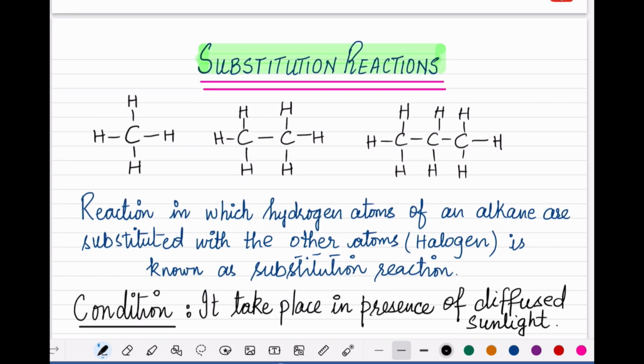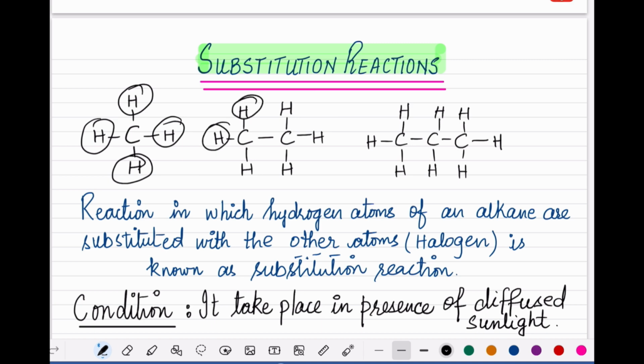Now, next are the substitution reactions. As in alkanes, you know that all the valence electrons of each carbon atom are involved in the formation of 4 single covalent bonds.